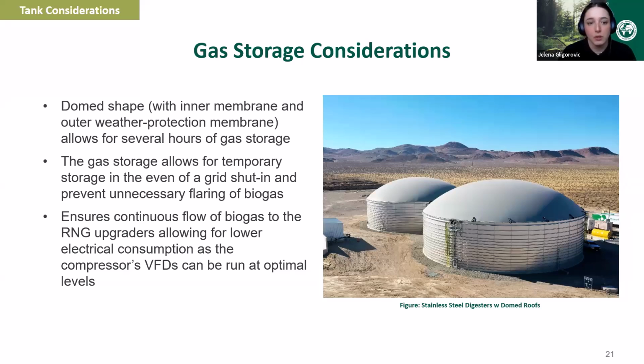So with this flexible inner membrane and gas storage, you can get continuous flow to your RNG upgraders, which is definitely a pro of having the double membrane roof. And then with this continuous and stable flow of biogas, the RNG upgrader can then run at its optimal efficiency curves. And this will ensure that you have your consistent high quality RNG with lower electrical consumption, since your compressor VFDs can be run at optimal levels.